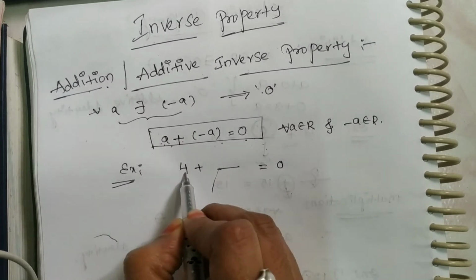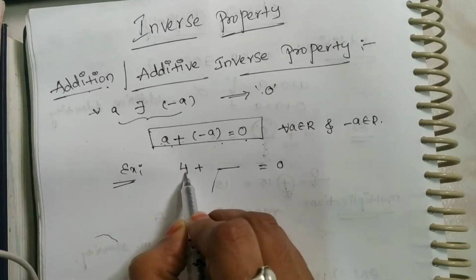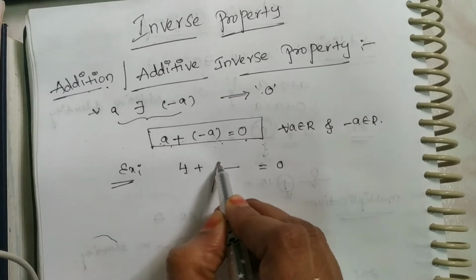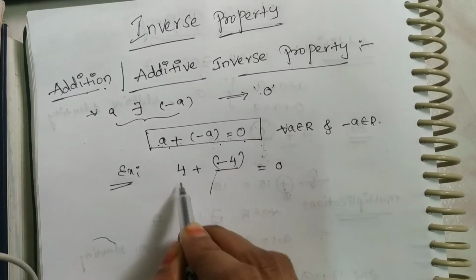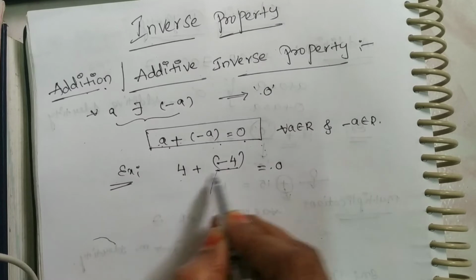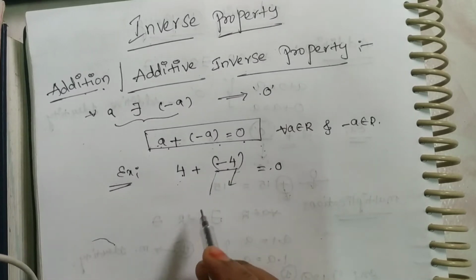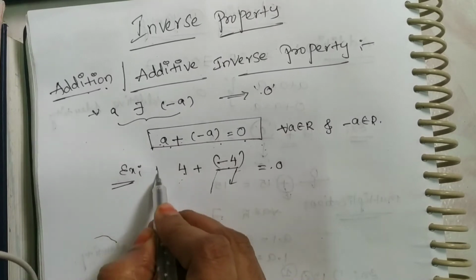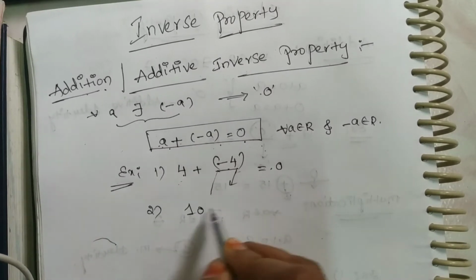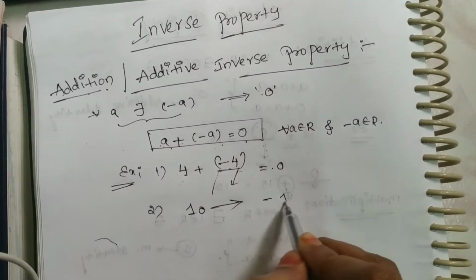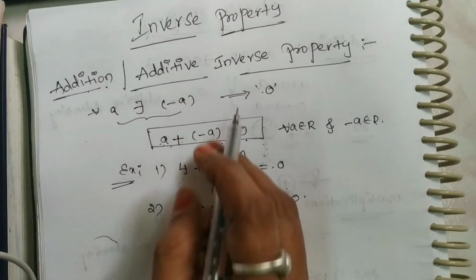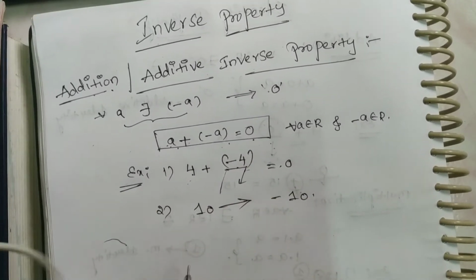So for example, 4 plus dash equals 0. So here 4 is added to its inverse, that is minus 4. So 4 plus minus 4 equals 0. So here minus 4 is the additive inverse of 4. Next example, 10. The additive inverse of 10 is minus 10. So this is the additive inverse property.